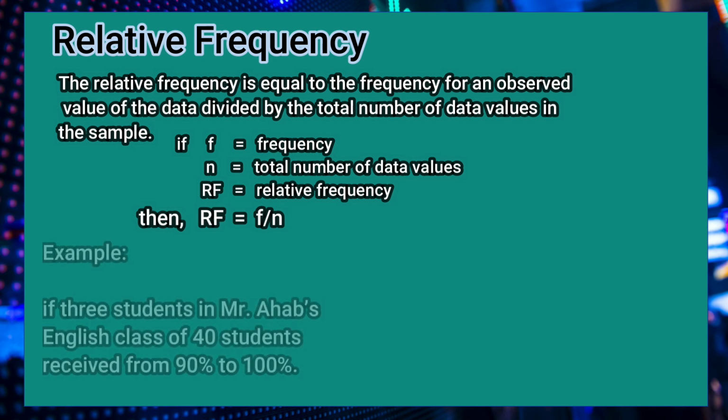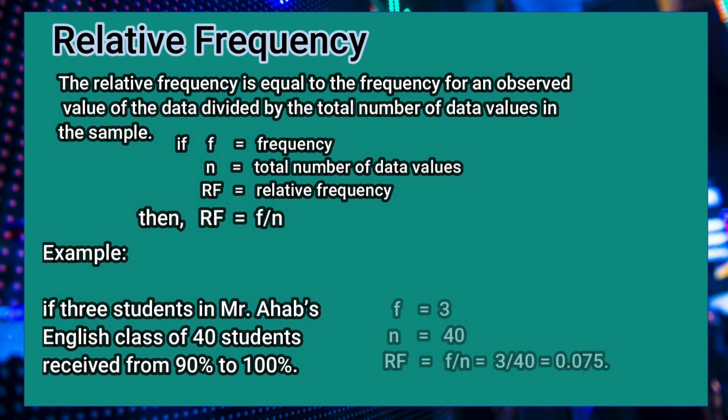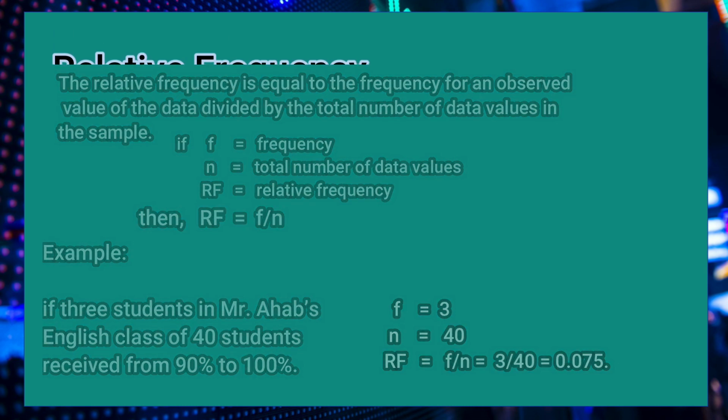For example, if 3 students in Mr. Ahab's English class of 40 students receive from 90% to 100%, then f is equal to 3, n is equal to 40, and rf is equal to f over n equals 3 over 40 equals 0.075. 7.5% of the students receive 90 to 100%. 90 to 100% are quantitative measures.